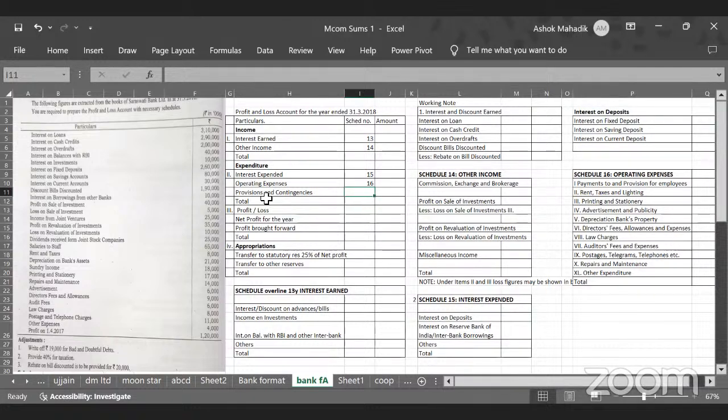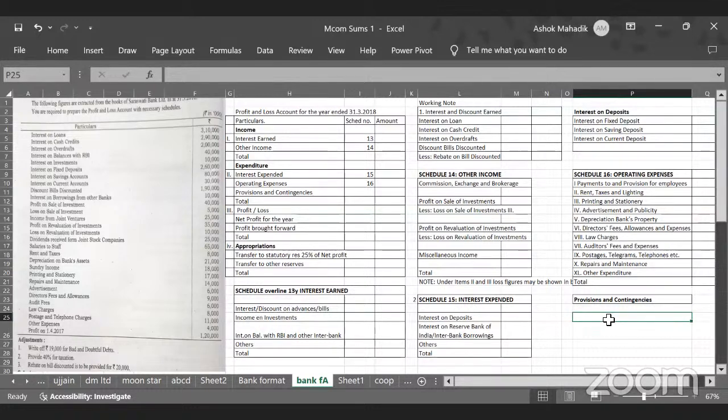Clear? Then provisions and contingencies. This doesn't have a schedule number, but we have to make a schedule for that. I haven't made it. I'll just copy from here and paste it here. We need to make one schedule for that. I'll show you by the time we reach this stage. Now let us start posting the items, friends.